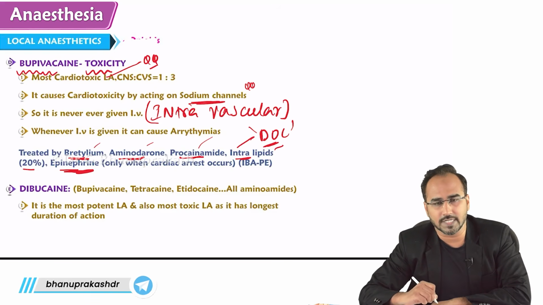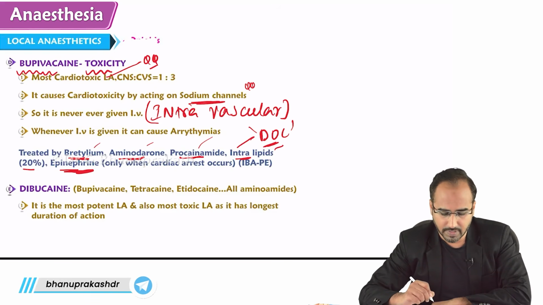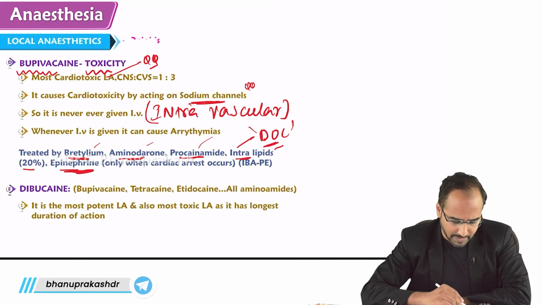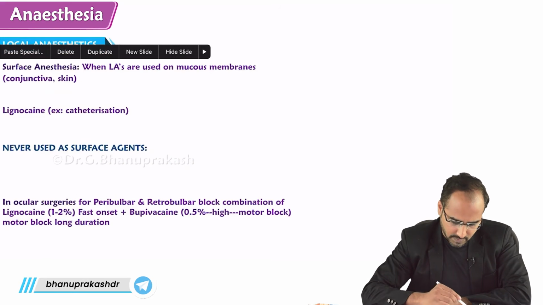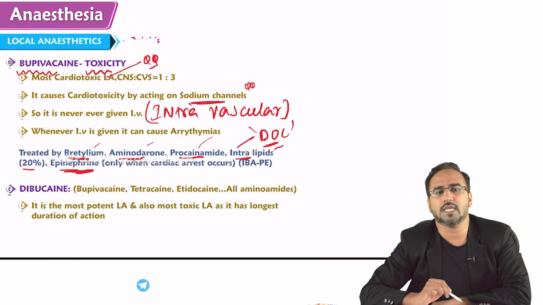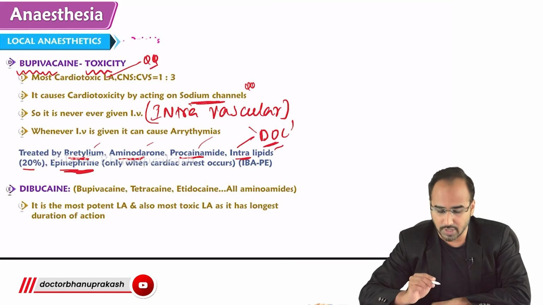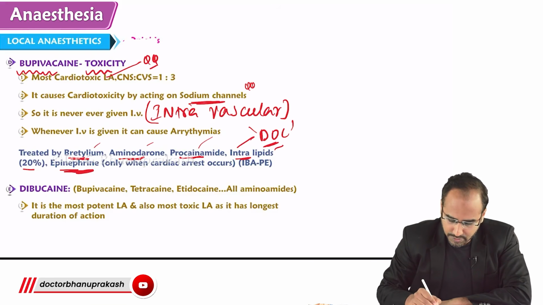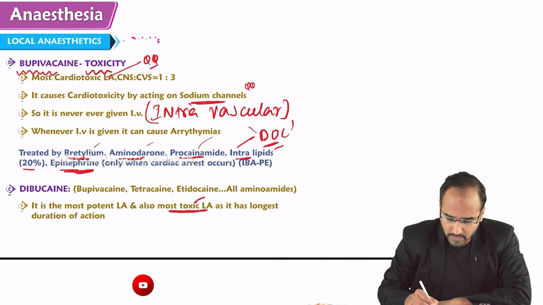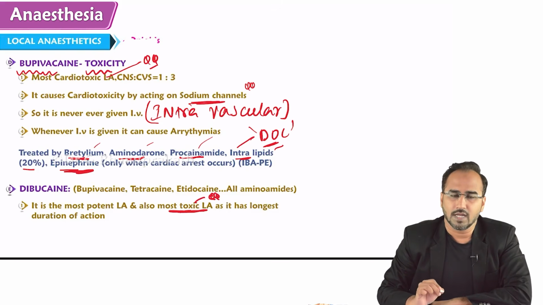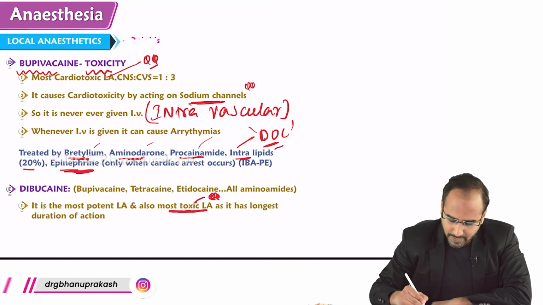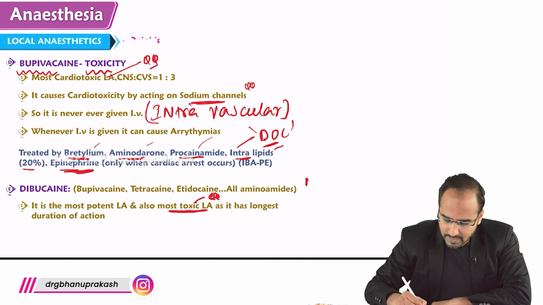Next, coming to the next local anesthetic, which is called Dibucaine. Come on guys, you can tell me a few points of Dibucaine. Yes or no? I told you what? Dibucaine is the longest acting local anesthetic, but it is not used. Why? Because it is the most toxic local anesthetic also. Dibucaine is only used for a test which is called the Dibucaine number test.